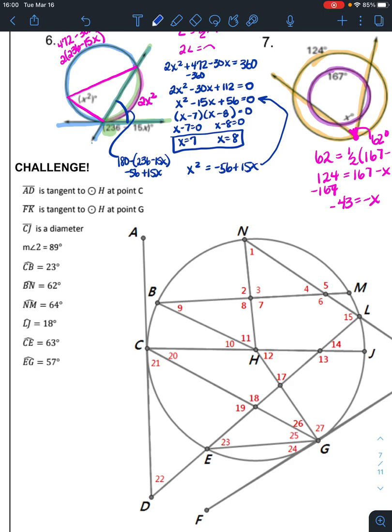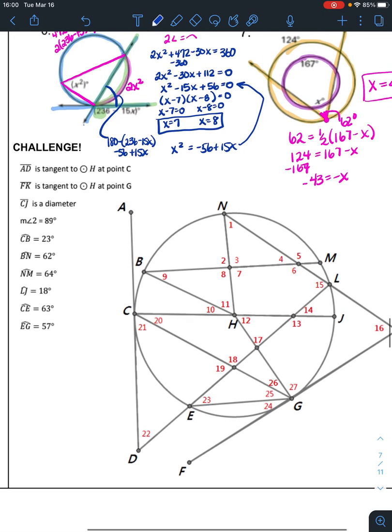And this last one is a challenge, because it looks scary, but it's really not that bad. If you plug in these pieces, you plug in what you know, that angle 2 is 89. I'm just going to get you started. Now look, you know 3, 7, and 8 already just because you know that. So don't forget linear pairs, vertical angles. Triangles add to 180.